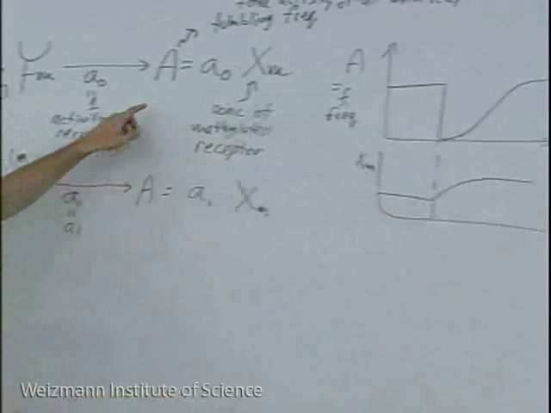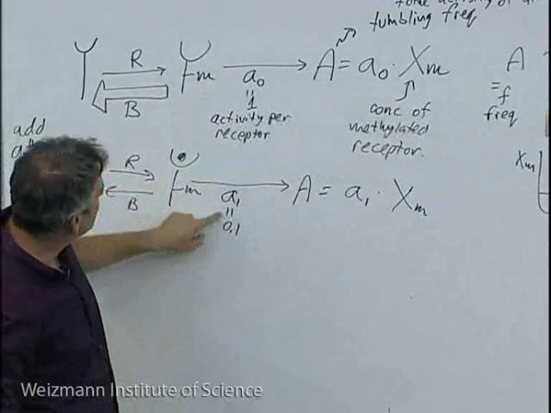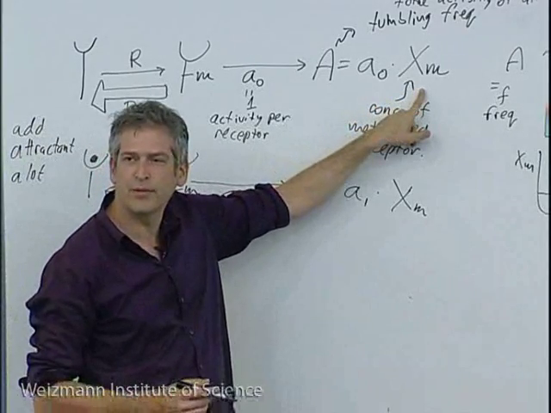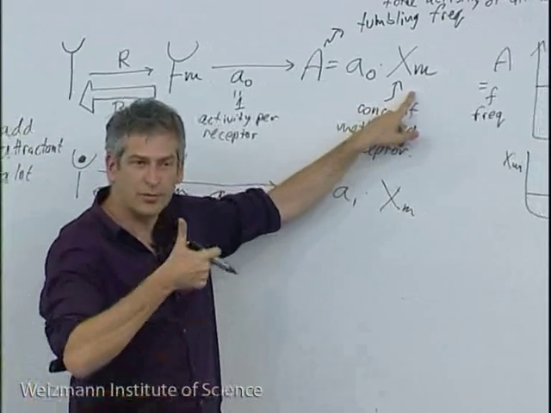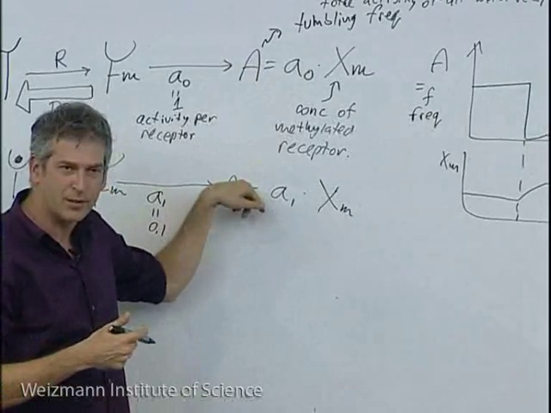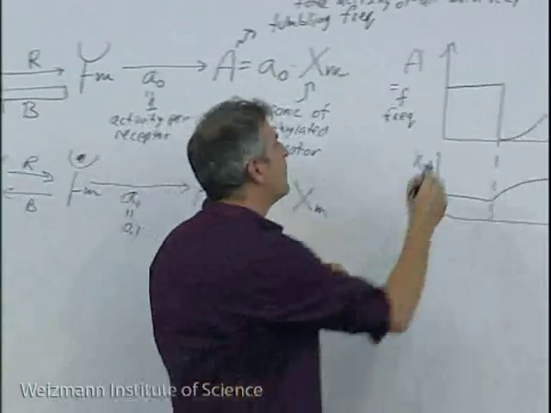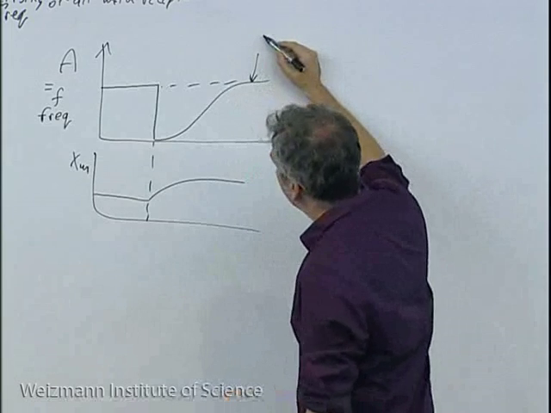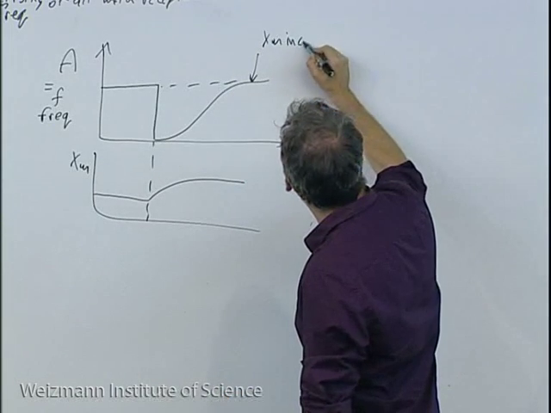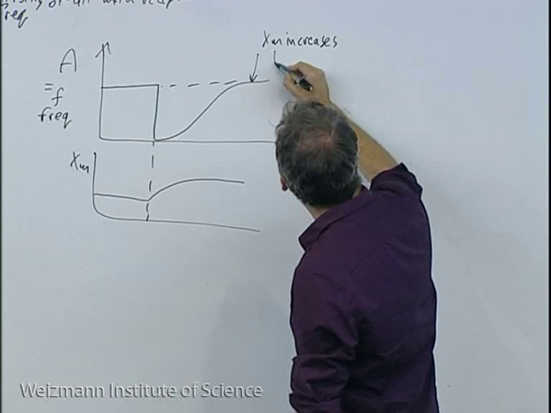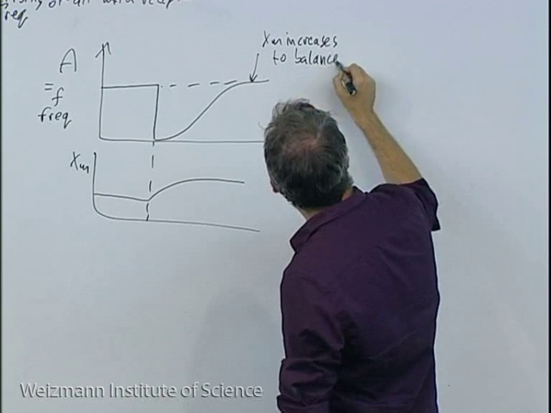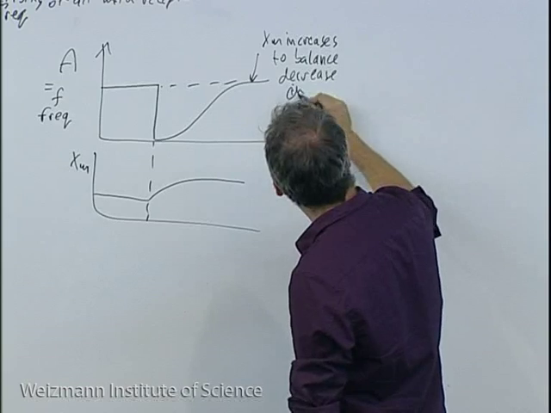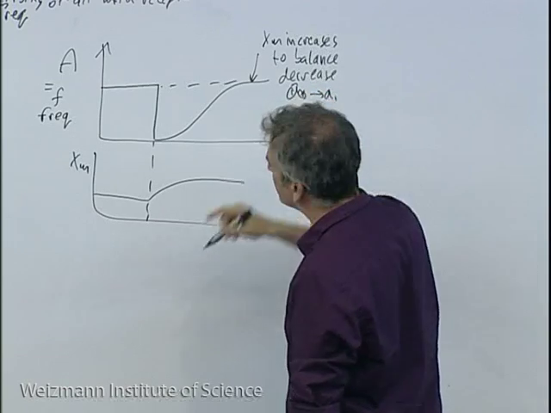By the way, in order to have exact adaptation, if I had a 10-fold decrease in activity per receptor, what do I need to do to the amount of methylated receptor to balance it? 10-fold increase, right? In order to balance this reduction. So exact adaptation means that XM increases to balance this big decrease from A0 to A1.